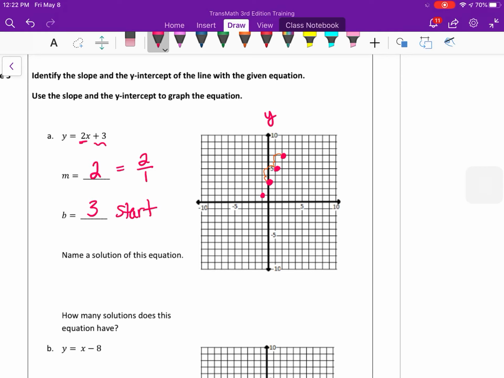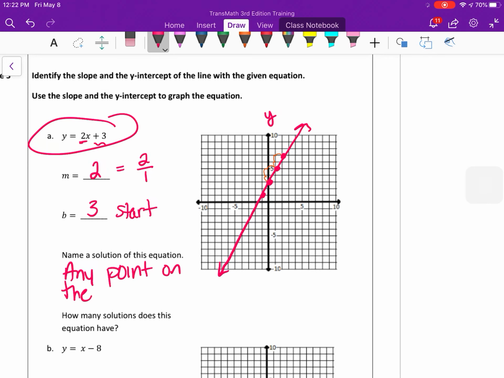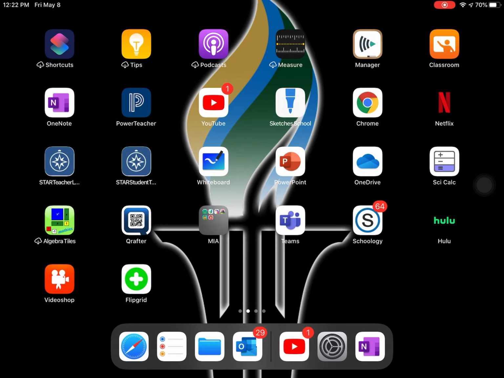And you can keep going up 2 to the right 1 and put your dot. Or you can go down 2 to the left 1, because that is also a positive slope. 2 negatives make a positive. So there is that line. We graph the line with the equation 2x plus 3. A solution is any point on this line. So we could just pick 1 and say the point 1, 5. That's this point right here, a solution on the line.